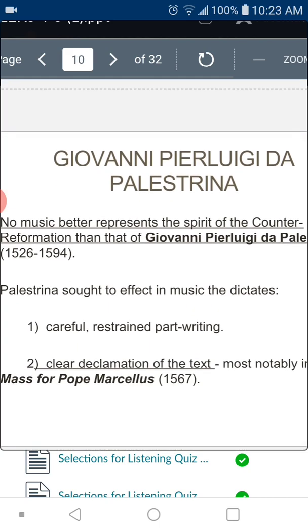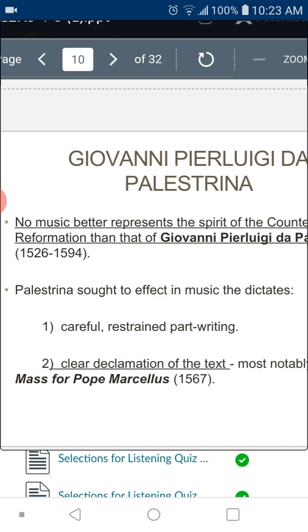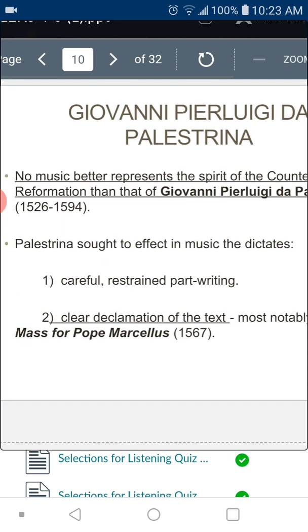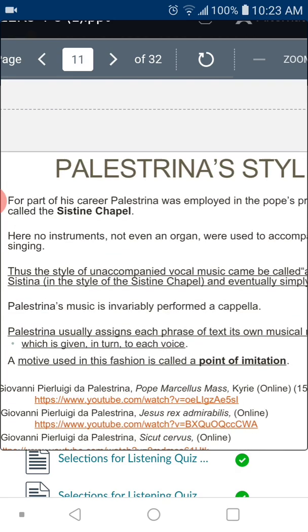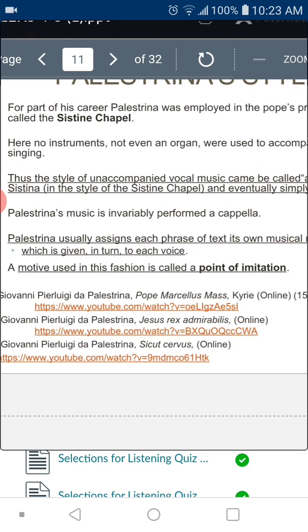This guy here, his name was Giovanni Pierluigi Palestrina, a very famous composer of the 16th century, and he wrote this very famous mass in honor of Pope Marcellus. He worked in the Sistine Chapel. I'm pretty sure you heard about the Sistine Chapel, very famous.